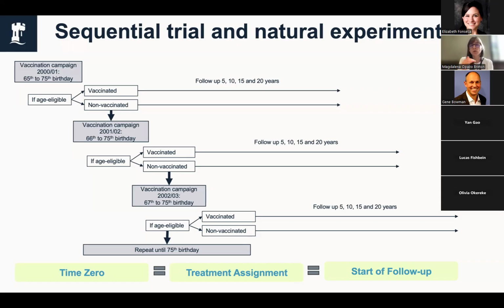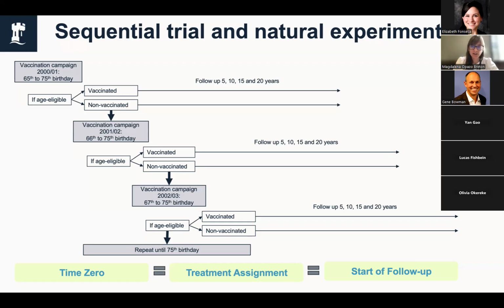Some of those non-vaccinated will be people who have decided to delay vaccination, so they will maybe start in the second trial as a treatment group, but will have contributed to the analysis as a control group in the first trial. And that way, for all people, we will follow this throughout time and repeat until their 75th birthday.